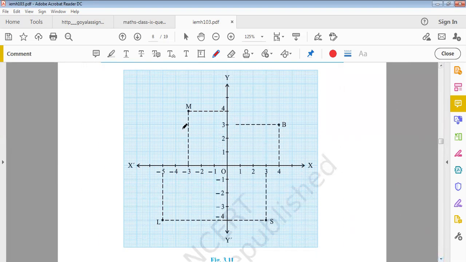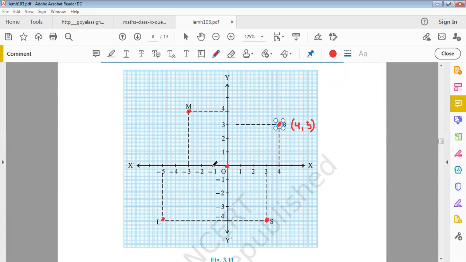Now, one more thing. B point, M point, and L, yes. Now see B point. On the x-axis 4 units, and on the y-axis 3 units. So the position of B is (4, 3), plus 4, 3, because you are moving on the right side and moving up, from 0, the reference point.